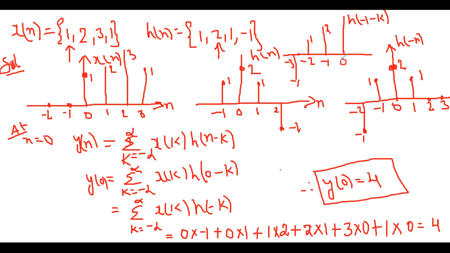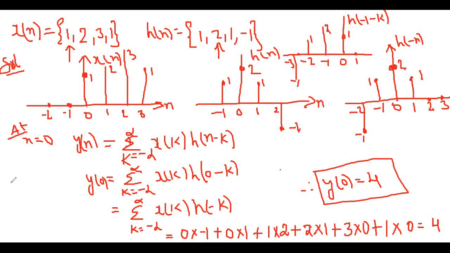And 0 is 1. And what is the 1 value? The 2, whatever we have, 1. So 1 sample is shifted towards the left side. Now this is multiplied with the x of n.